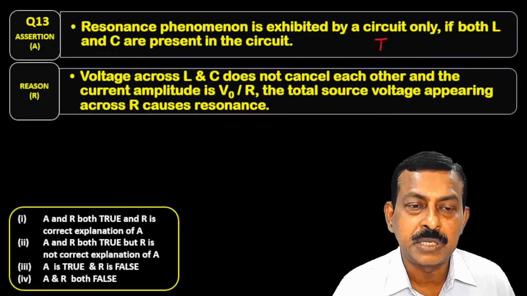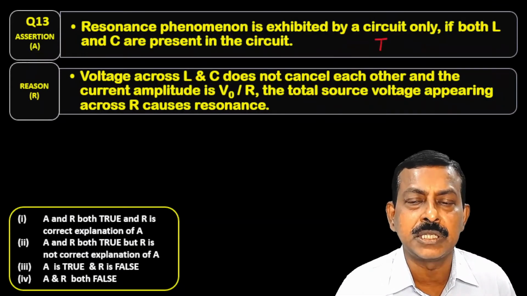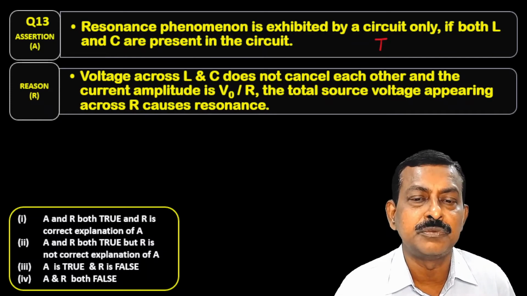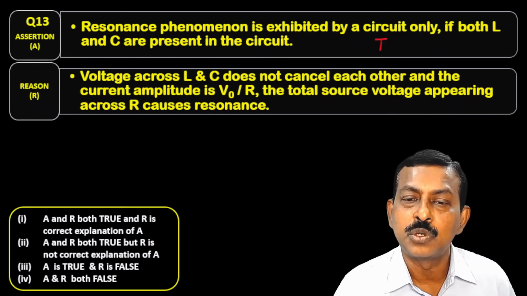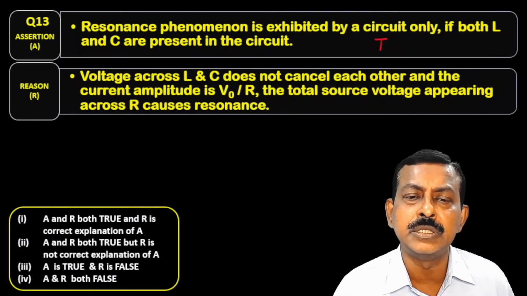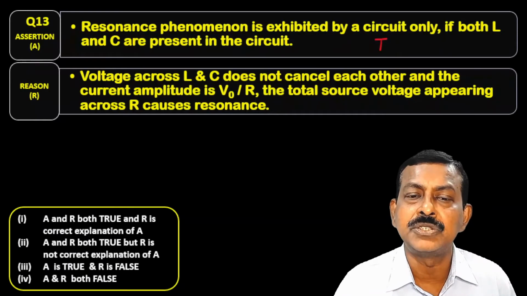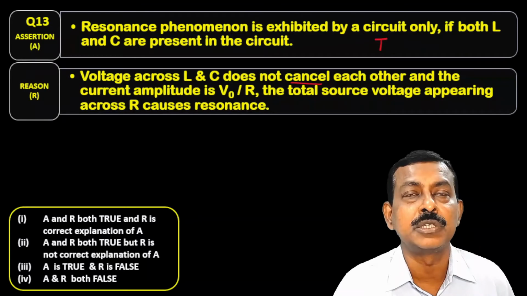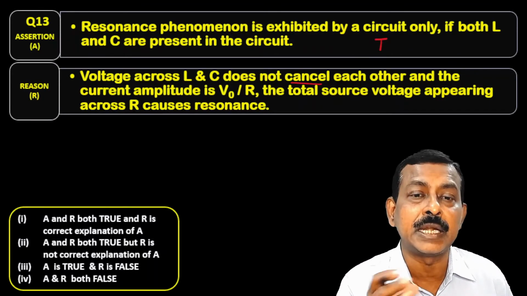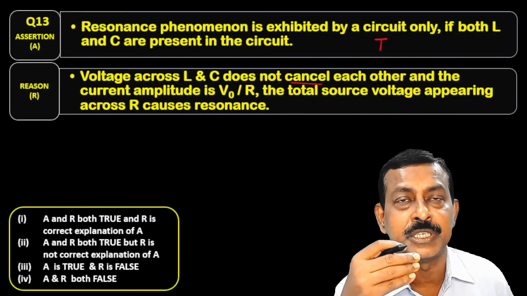Now, the reason part: the voltage across L and C does not cancel each other, and the current amplitude is V0 by R. The total voltage appearing across R causes resonance. Everything is correct, but only this statement, that voltage across L and C does not cancel out each other, is wrong. They cancel out each other.